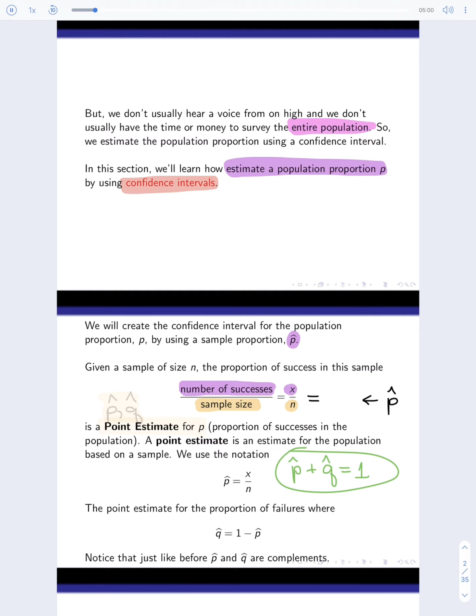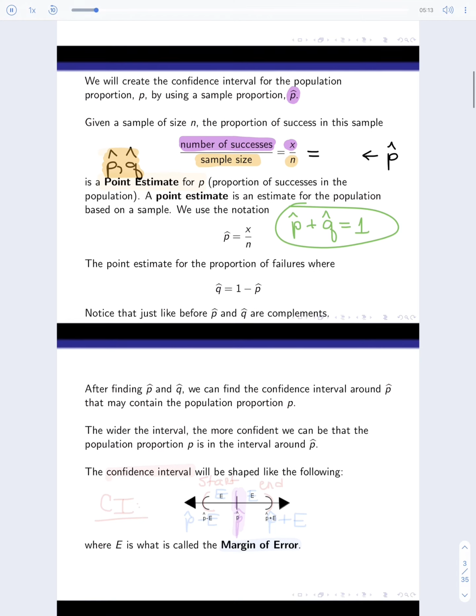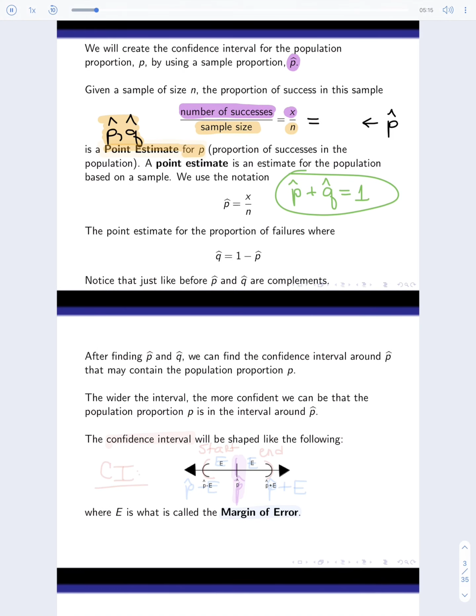And a lot of times they will call these p-hats and q-hats a special name. They'll call them point estimates. So the p-hat and q-hat are what they mean when they say they want point estimates for the proportion p and q. So let's take a look at more of what we're going to do with these p-hats and q-hats.